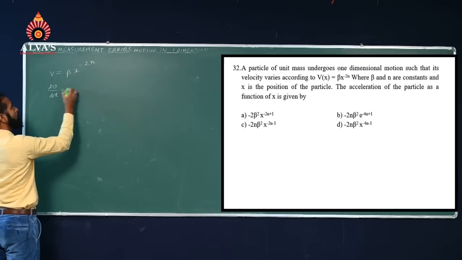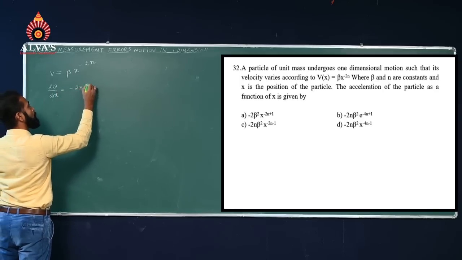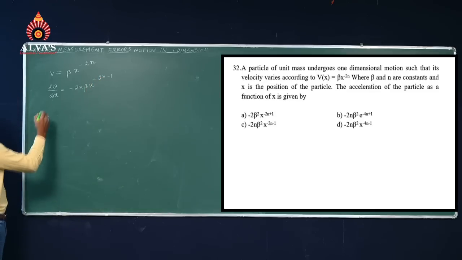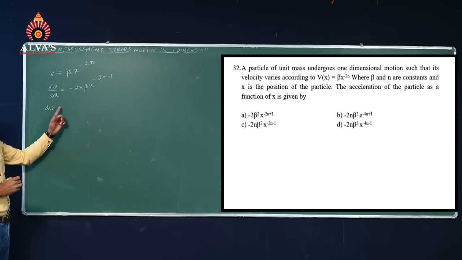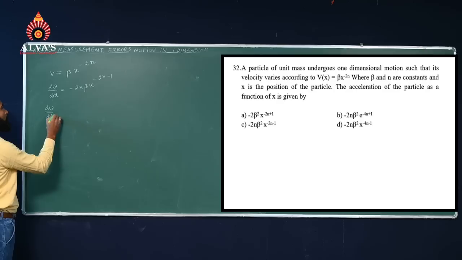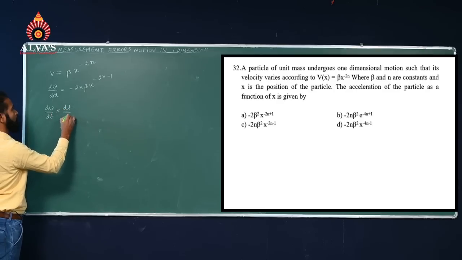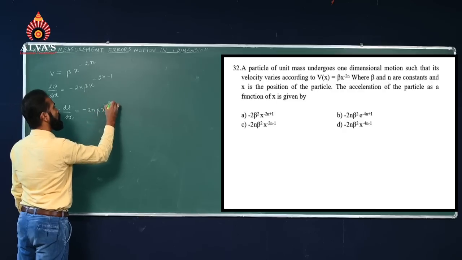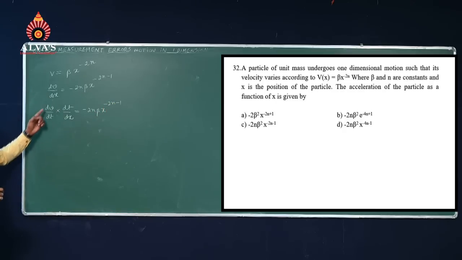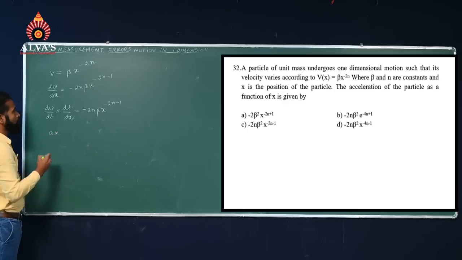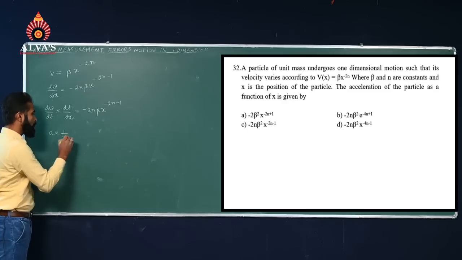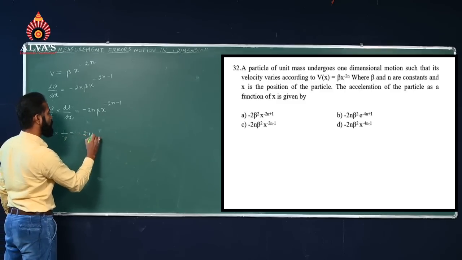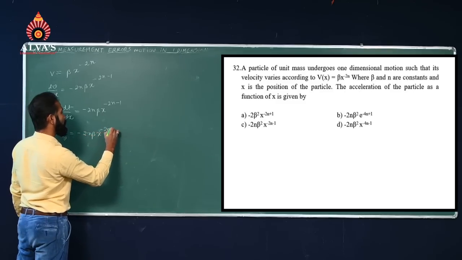So that becomes minus 2n beta x to the power minus 2n minus 1. So dv, I will multiply with dt, divide with dt. That becomes dv by dt into dt divided by dx, that is minus 2n beta x to the power minus 2n minus 1. But dv by dt is nothing but acceleration. dt by dx is going to give me reciprocal of velocity, 1 by v. So this is equal to minus 2n beta x to the power minus 2n minus 1.